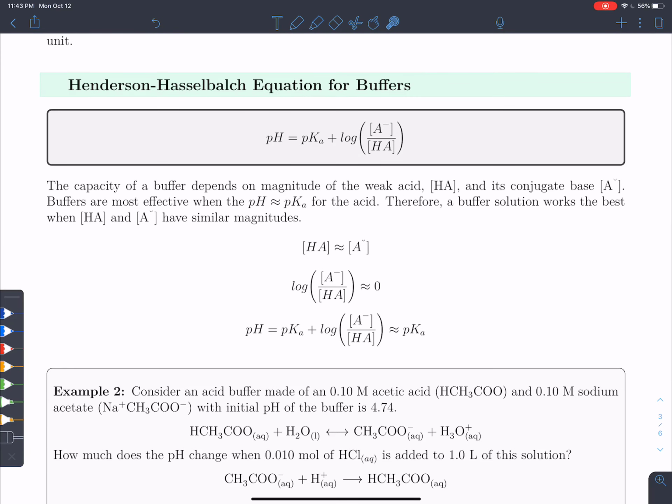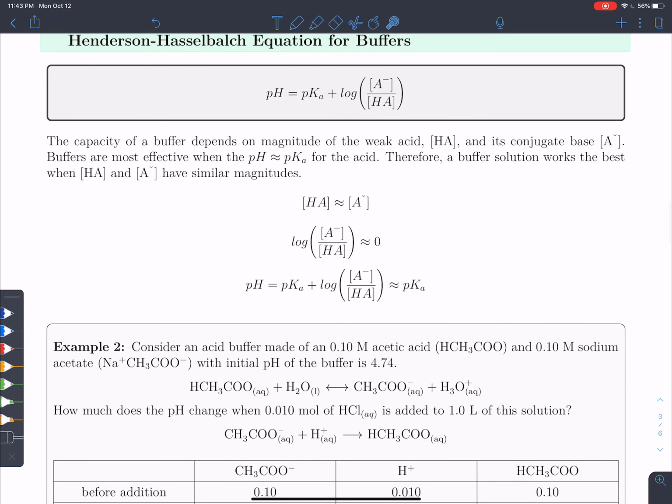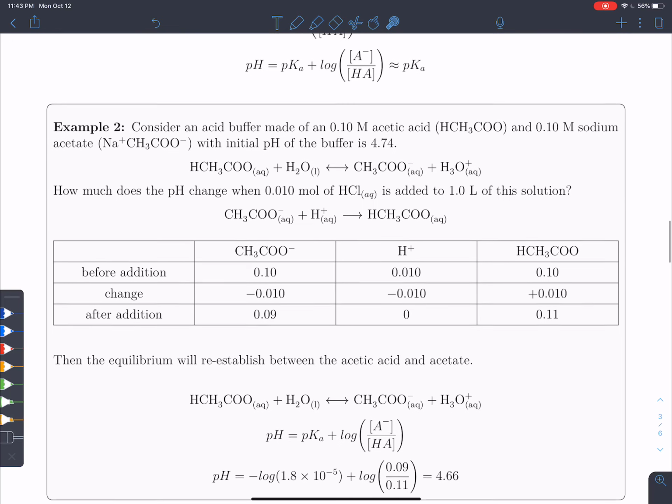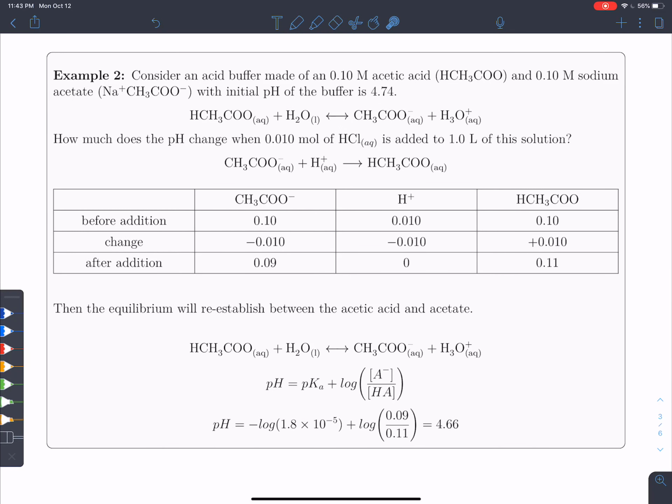Now, the most effective buffers are when the pH is equal to your pKa, which then means that the concentration of our acid is equal to the concentration of our conjugate base. The reason that's important to remember is that if the concentrations are approximately equal, then when we plug them in and take the log of it, we're going to get 0, which means that this is negligible and that our pH is equal to our pKa. And those are the most effective type of buffers. So we can see that here when we look at example 2.